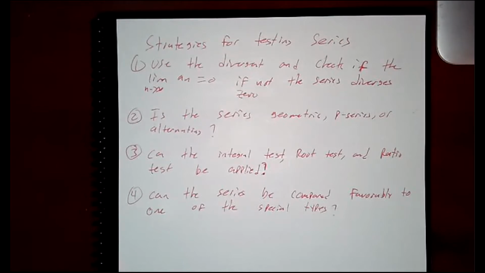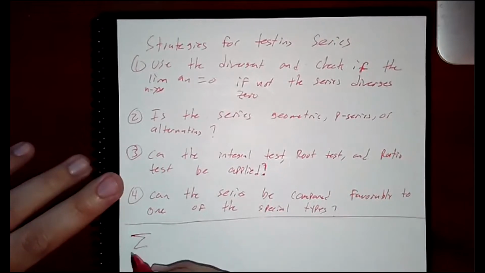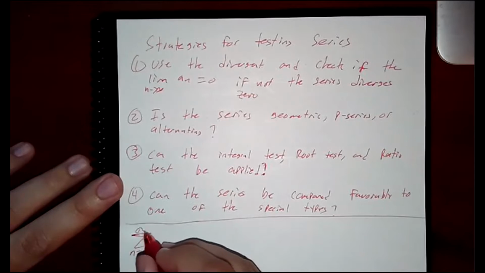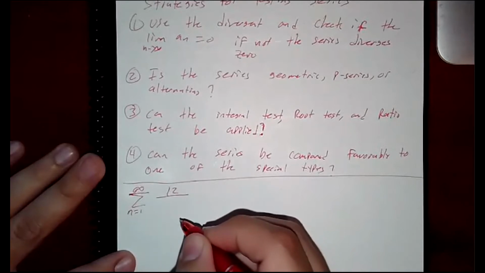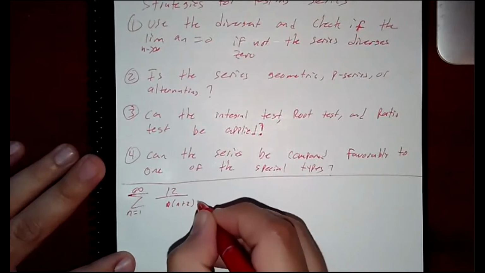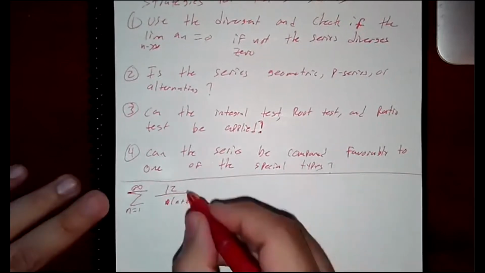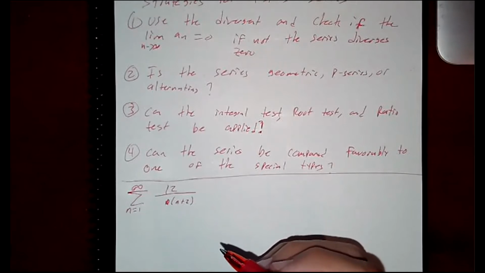Okay. The first question is the summation from n equals 1 to infinity of 12 over n times (n plus 2). So n multiplied by n plus 2, that's it. How do I get the answer of this summation, like how to solve it? They want to know the total sum? Yes.